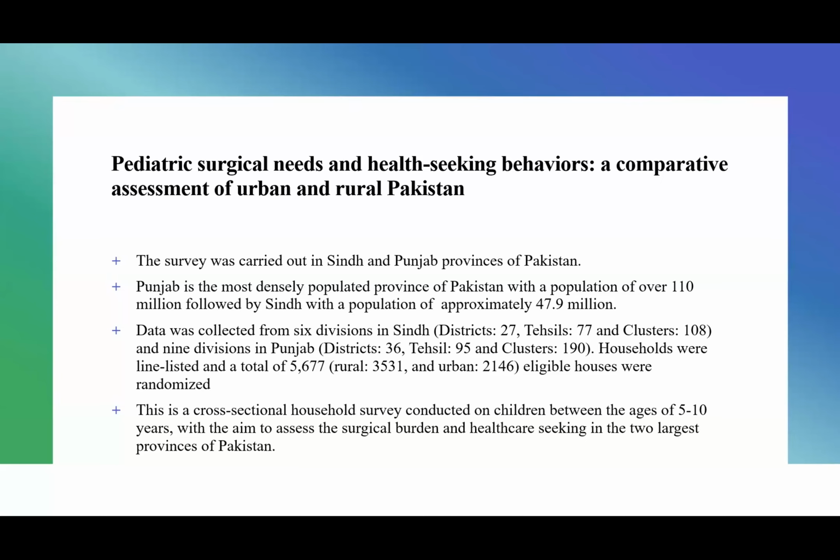Households were line listed, and a total of 5,677 eligible houses were randomized, out of which 3,531 were rural and 2,146 were urban. This was a cross-sectional household survey conducted on children between 5 and 10 years of age, with the aim to assess the surgical burden and health seeking in the 2 largest provinces of Pakistan.